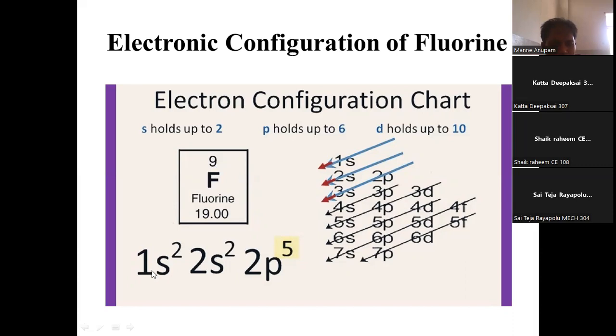How are they distributed? Electrons are distributed 1s2, 2s2, and 2p5. Very important. So we have to remember this electronic configuration. In case of nitrogen, it is 2p3. In case of oxygen, it is 2p4. In case of fluorine, it is 2p5.